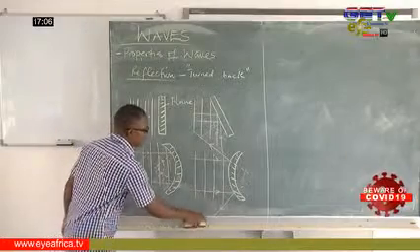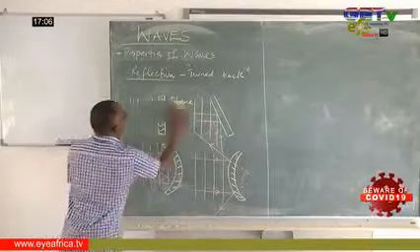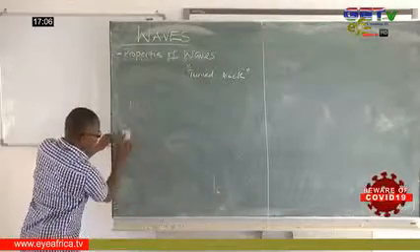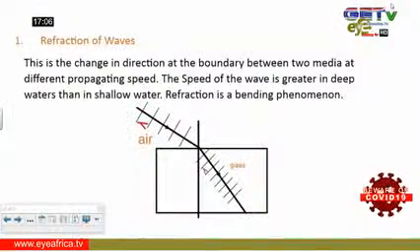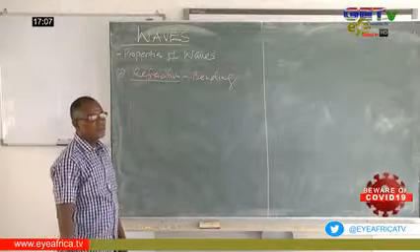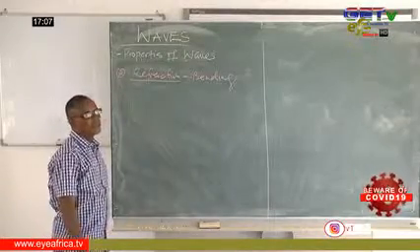What about the second? Let me just clean here. So we go to the second property, which is refraction. Now, refraction is a bending phenomenon. You know, when you say you refract, you bend. So the second property of waves is that they also refract. Property number 2 is refraction. Refraction of wave is a bending phenomenon. I said it's the change in direction at the boundary between two media of different propagation speed.